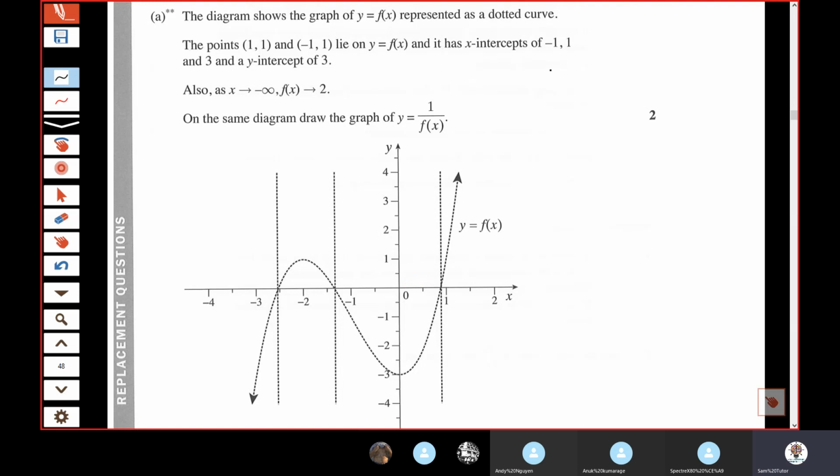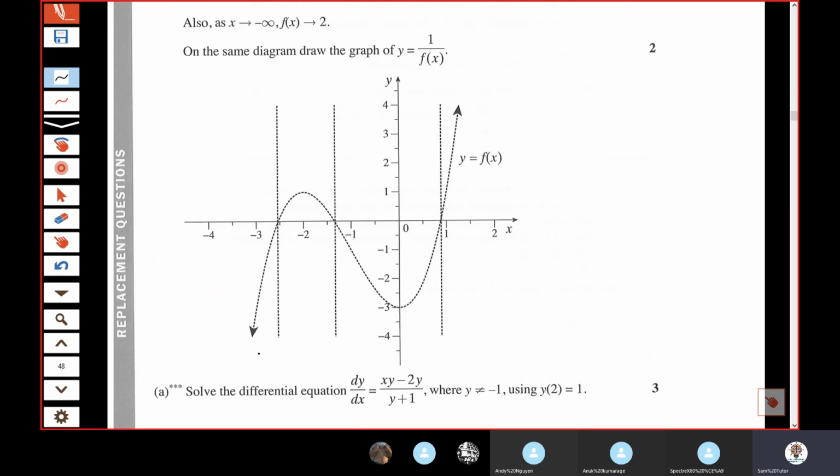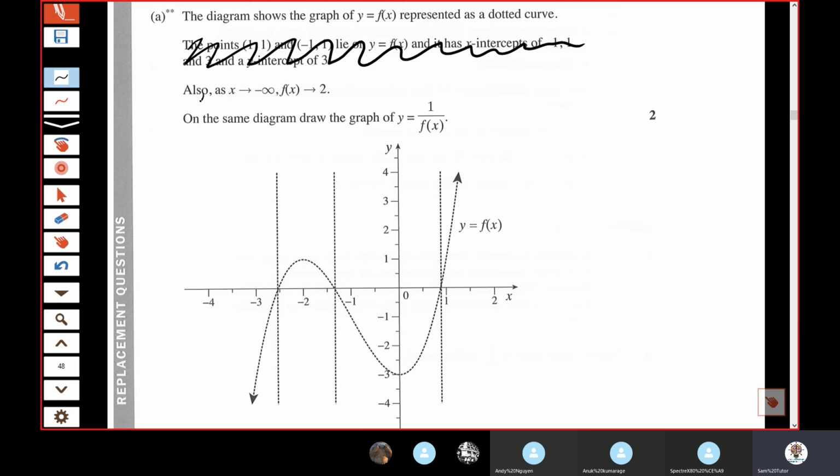It has x-intercepts of negative 1, 1, and... forget this. I think it's easy just to say forget that. That's okay. And as x approaches negative infinity, y is approaching 2. No, it's not. It's approaching negative infinity. Yeah, they completely stuffed this up. All right, you've got to forget all that. You guys have been super confused.